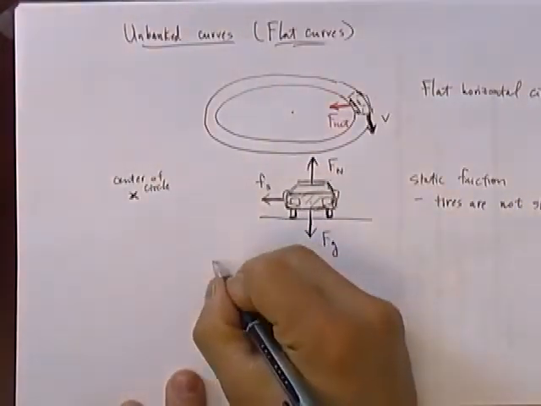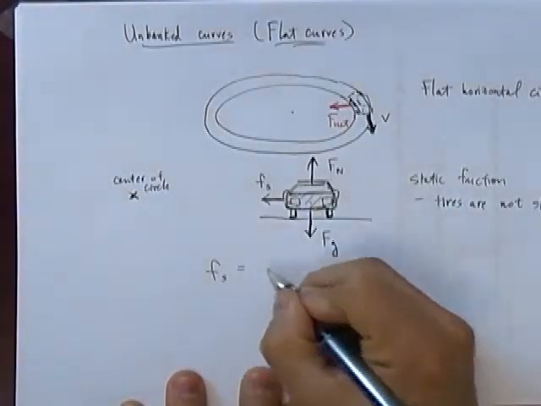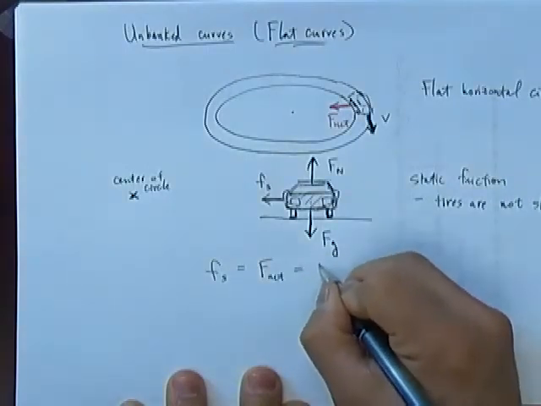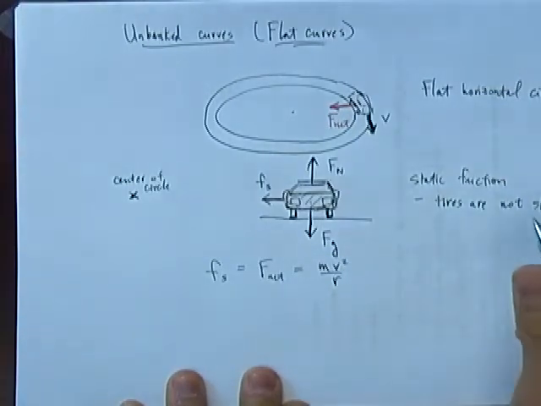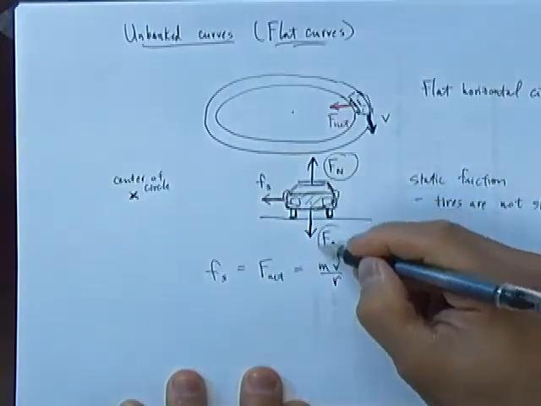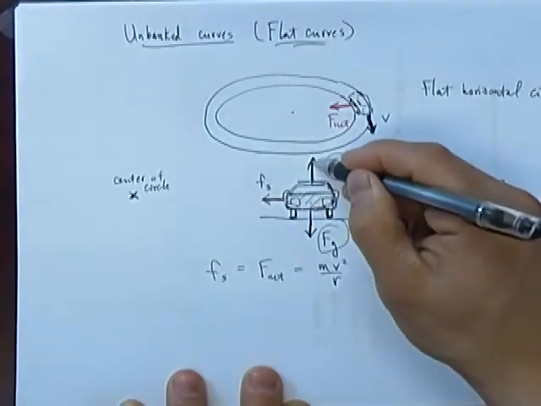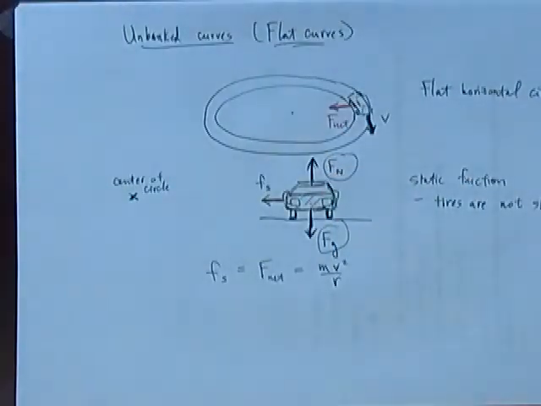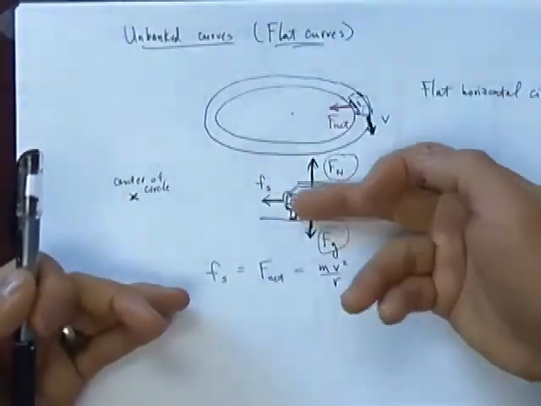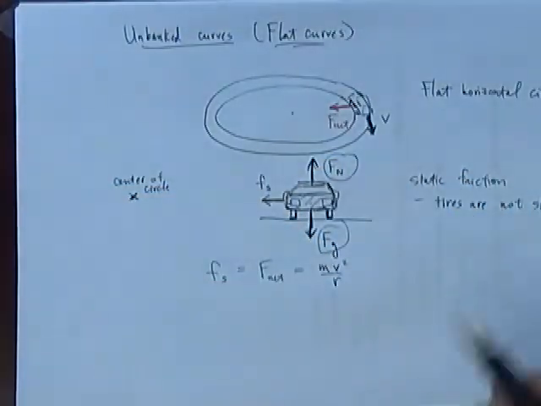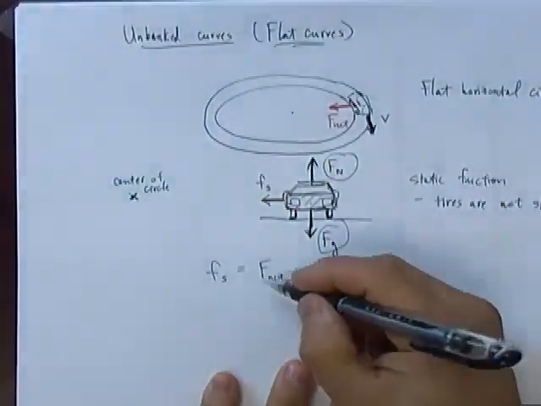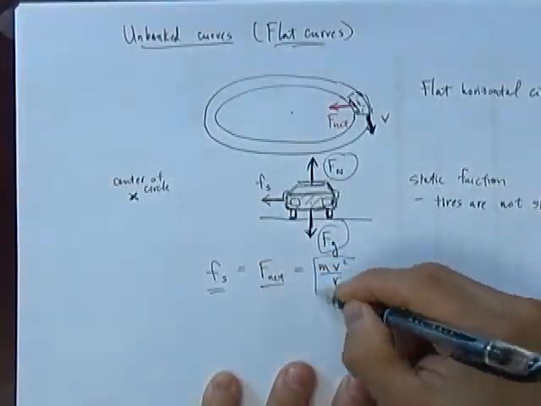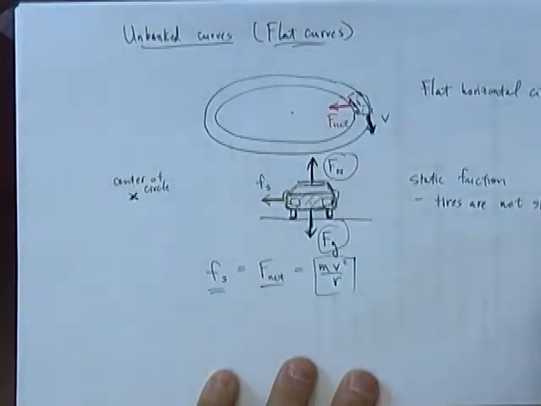So we simply have that the static friction force, Fs, is equal to the net force, which must be mv squared over r. You might ask, what about the normal force and the force of gravity? Well, they just cancel each other out. Those are two vertical forces that must balance because there's no motion in the vertical direction, only in the horizontal direction. So that's pretty straightforward. The static force provides the net force, mv squared over r.